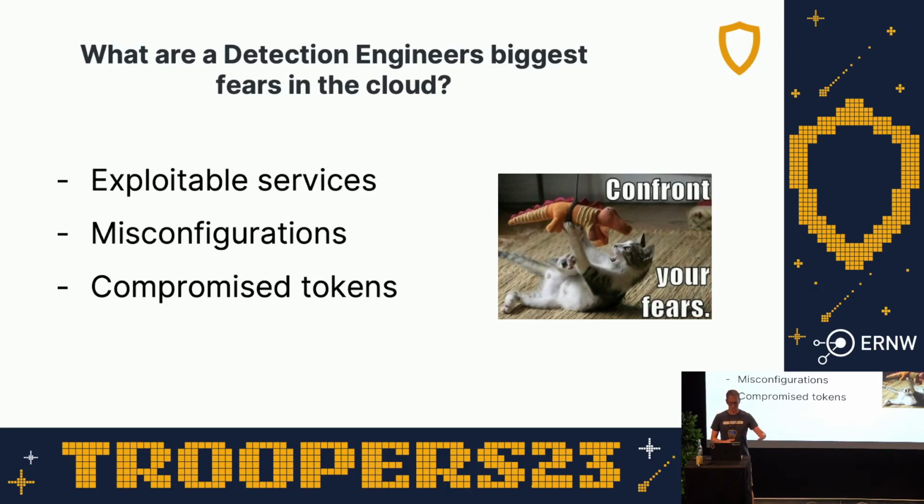I've got 10 years of red team experience, so I use that to say, oh, I would attack this by doing this, this, and then this. And we say, okay, cool, now how do we catch that? And so the three biggest fears when it comes to the cloud, for me, are exploitable services, misconfigurations, and compromised tokens.